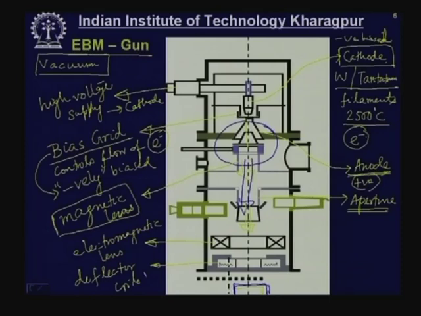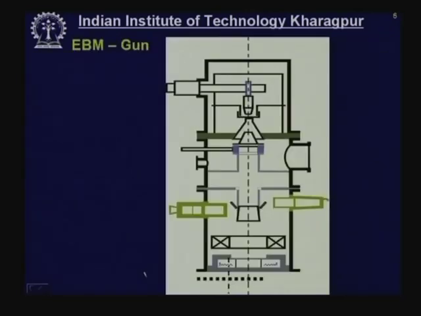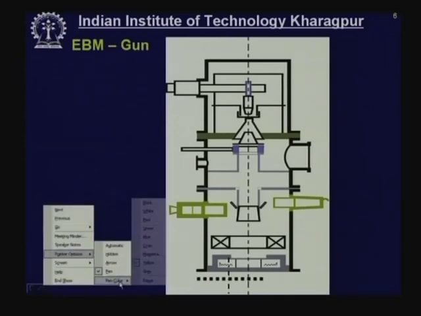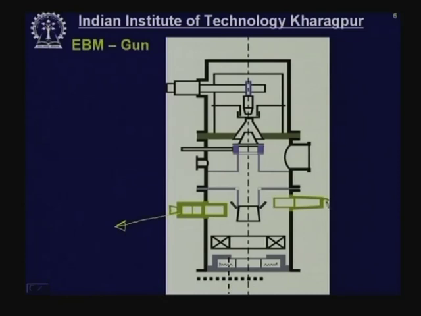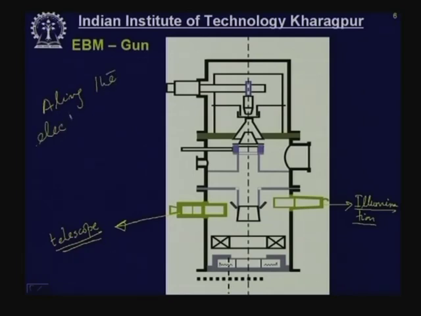Two more instruments we have not mentioned here, possibly I can take a fresh slate, and these are these two, this one as well as this one. This is called illumination system, and this is a telescope. This illumination system and telescope are used simultaneously. Why are they used? To align the electron beam with the workpiece. So, this is the requirement of the illumination system and the telescope.